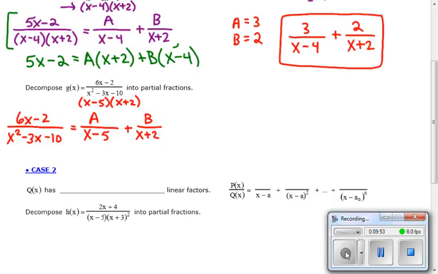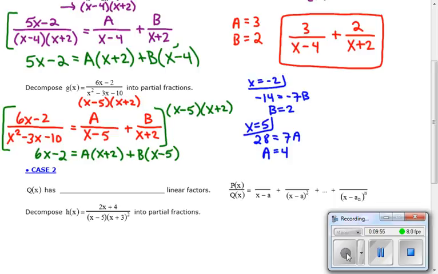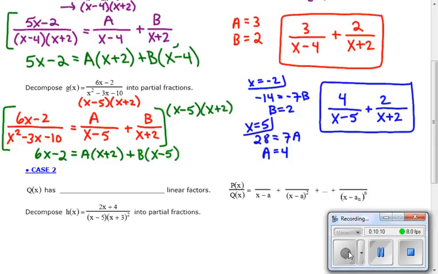All right, if you set it up correctly, when you plugged in -2, you should have gotten b equals 2. When you plugged in 5, you should have gotten a equals 4. And so your final answer would be 4 over x minus 5 plus 2 over x plus 2, and that would be your answer.